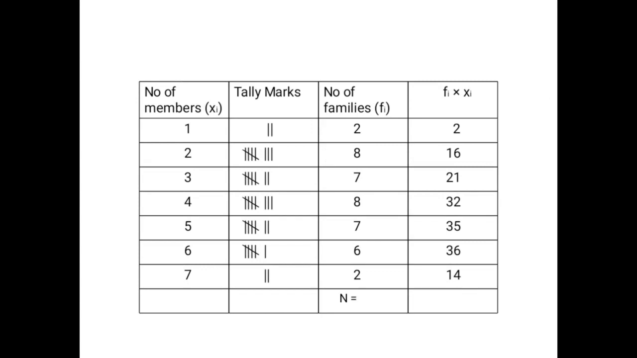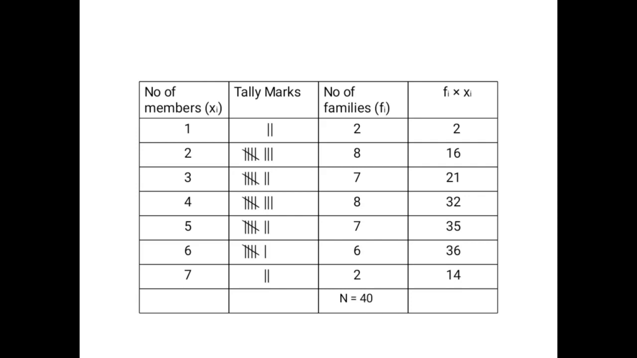2 plus 8 is 10. 10 plus 7 is 17. 17 plus 8 is 25. 25 plus 7 is 32. 32 plus 6 is 38. 38 plus 2 is 40. So the total frequency is 40. Now you have to add the total number of fi into xi.